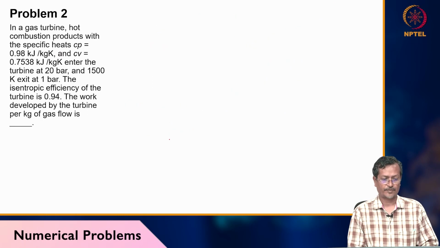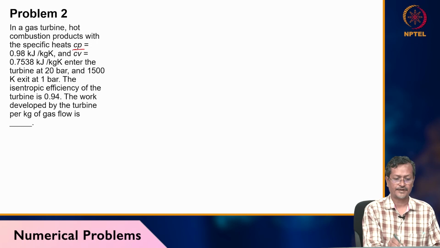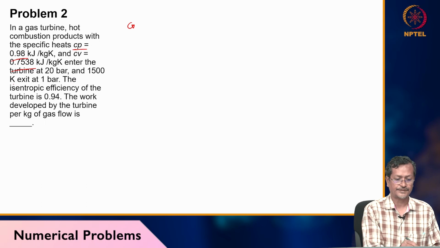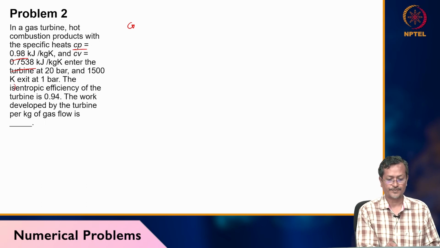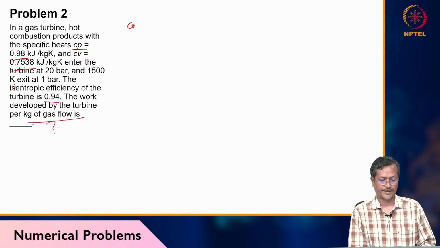So again a similar problem. In a gas turbine cycle, hot combustion products with the specific heat Cp given as 0.98, Cv also given. So Cp by Cv you can calculate from here. The gas enters the turbine at 20 bar and 1500 K, exits at 1 bar. The isentropic efficiency is given. The work developed by the turbine per kg of gas flow is to be calculated.